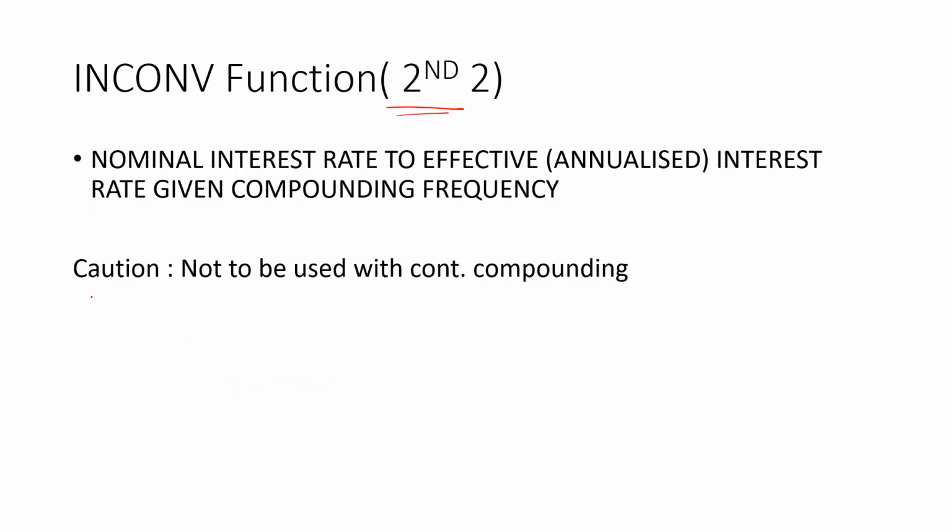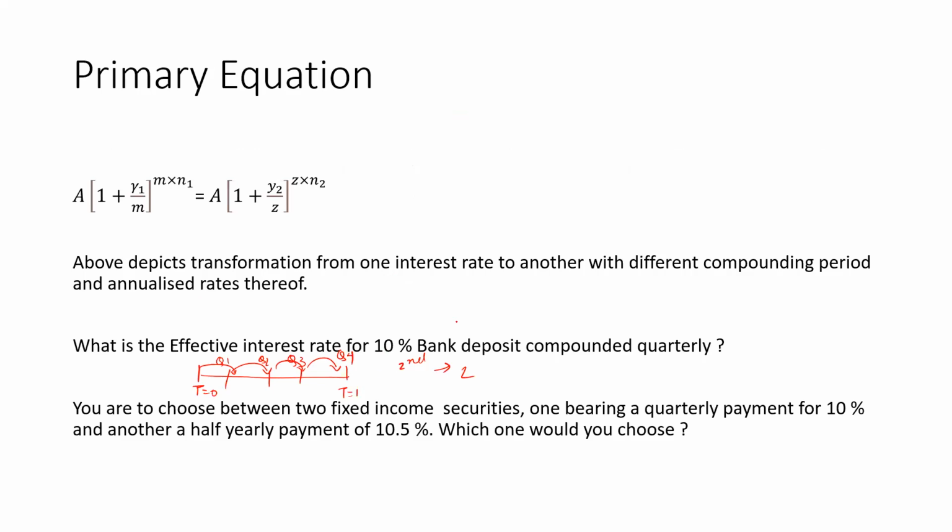Okay. Obviously, it comes with one warning: do not use this function if you are having continuous compounding. In continuous compounding, it should not be used. In case of discrete compounding only, this function should be used. So once you press second and 2, what happens?